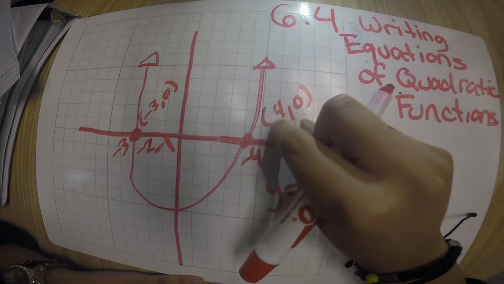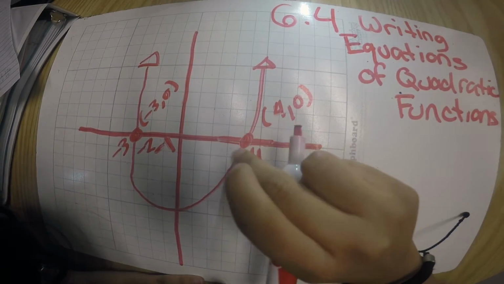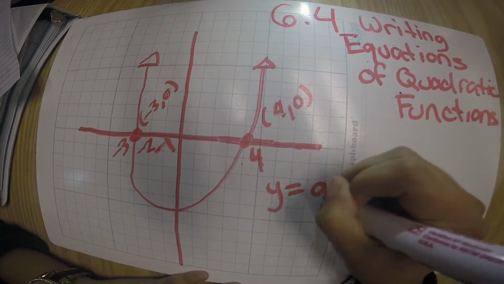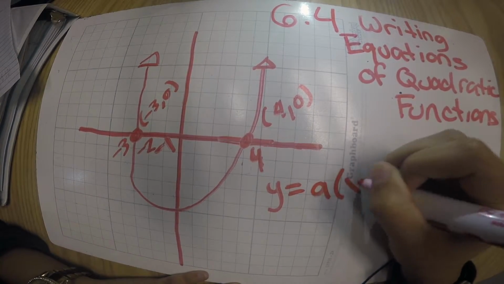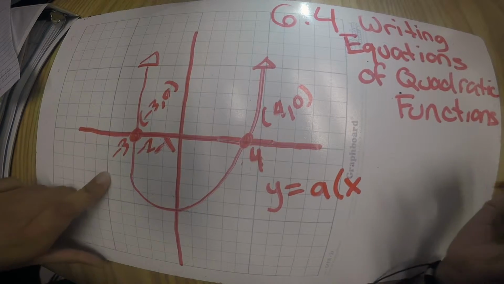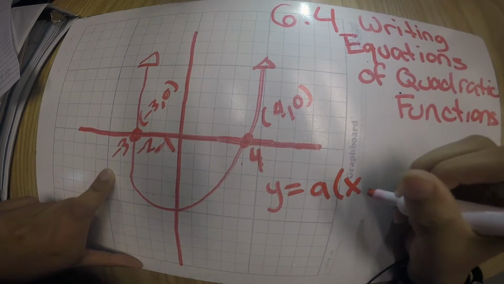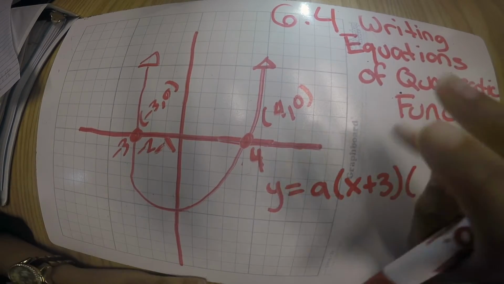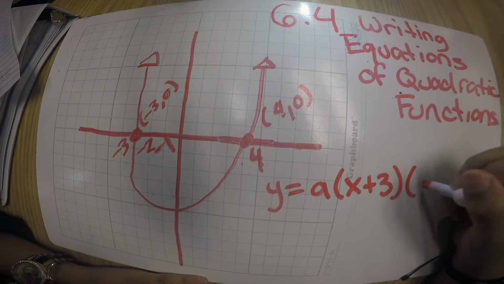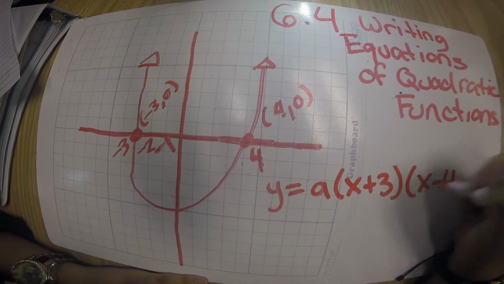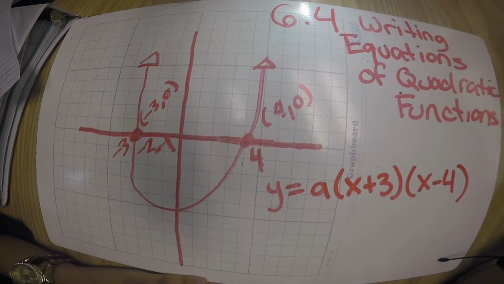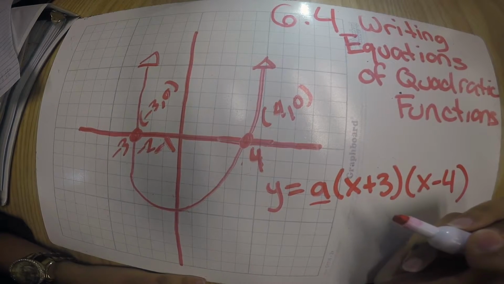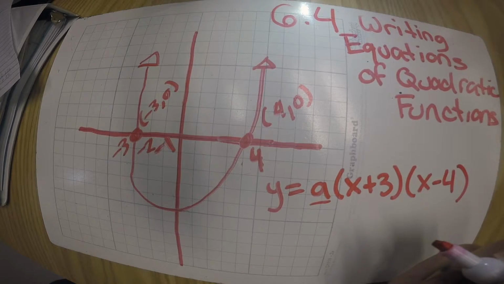Oh, this is +4, sorry, my mistake. Okay, so this is how we're gonna set up the equation. Since this is -3, this is going to be a +3, x plus 3. And then since this is a +4, this will be x minus 4. And so when you're trying to find a, you have to pick a point on the graph.